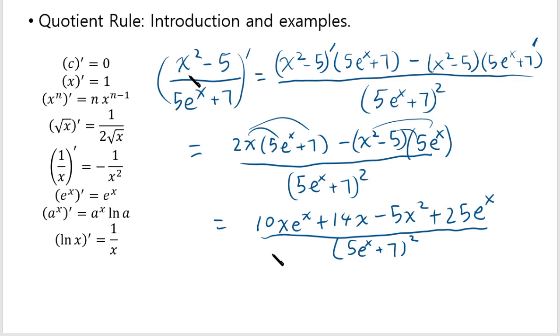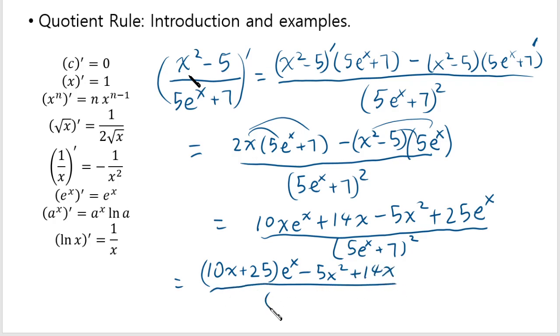I mean, if you really want to simplify, I guess e to the x can be put together by writing it as 10x plus 25 e to the x. And then usually you put the higher order first, so minus 5x squared comes first, and then plus 14x over 5e to the x plus 7 squared. Okay.